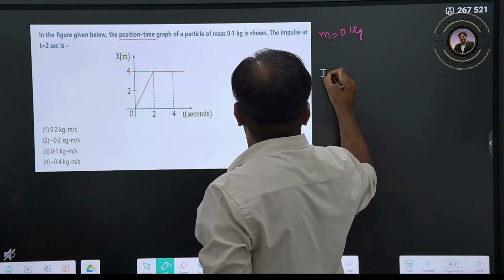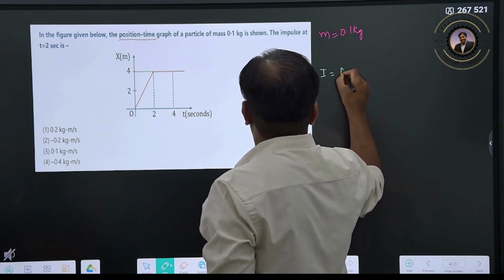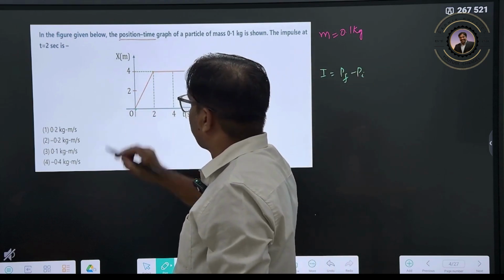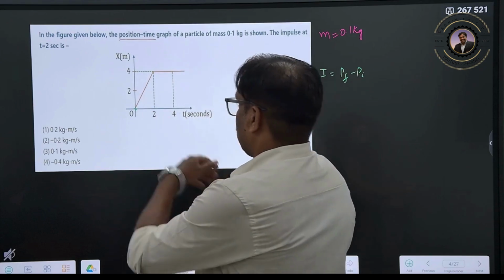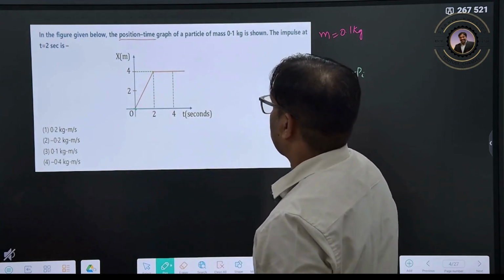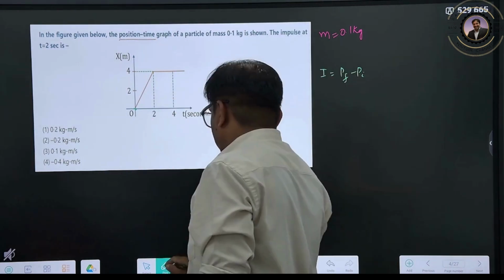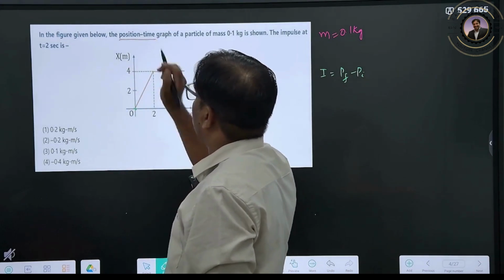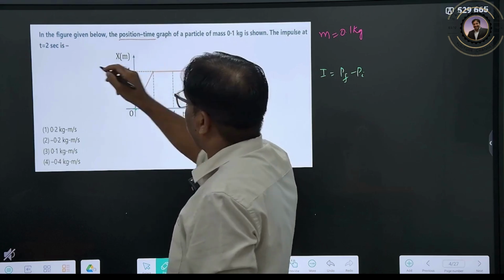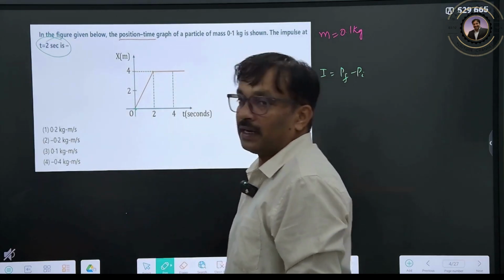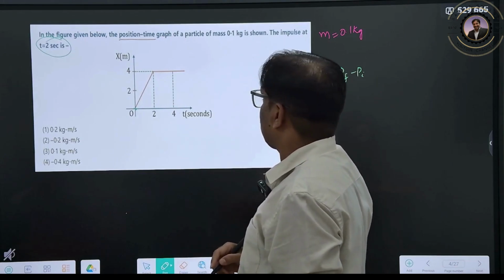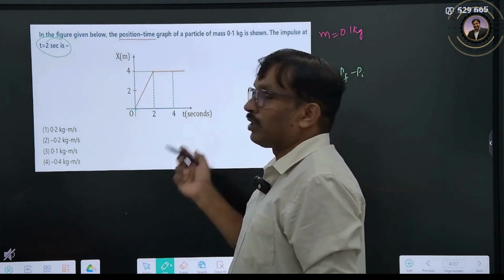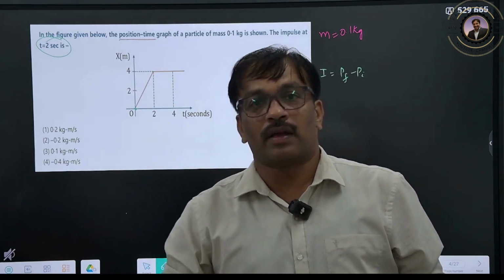Impulse is nothing but the change in momentum, final momentum minus initial momentum. Initially the particle was at this point, right? Therefore at this point it is there. So here he gave the position-time graph, and he is asking the impulse after 2 seconds. Let us see here. We should not calculate the area here. Why? Because distance into time will not give any information now.